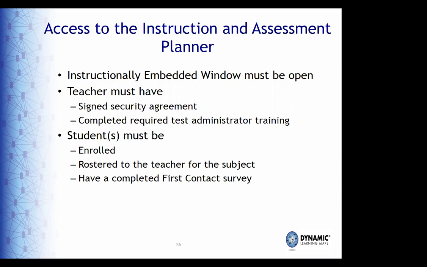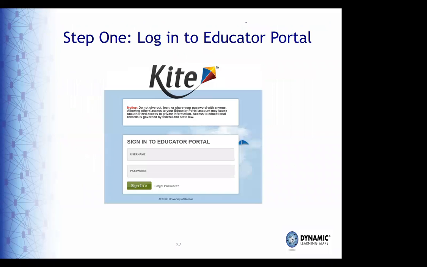If they're not rostered yet, you can start doing that, or you can make the request to your special education director or your district test coordinator, whoever has that level of access in Kite Educator portal, to start rostering your students to you. And then you'll need to complete the first contact survey for these students as well.